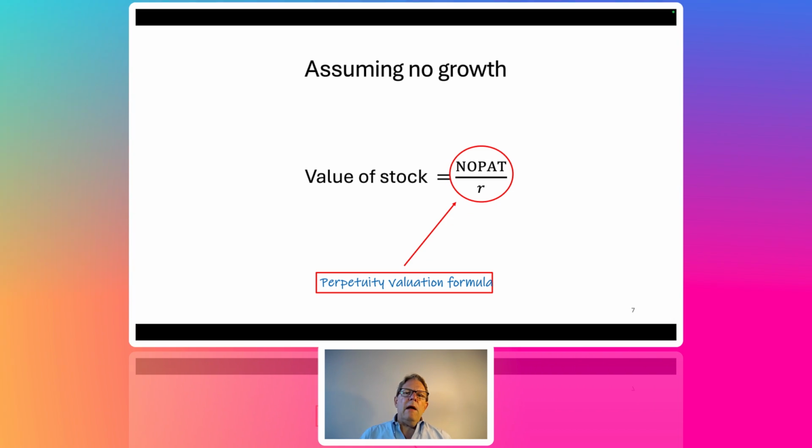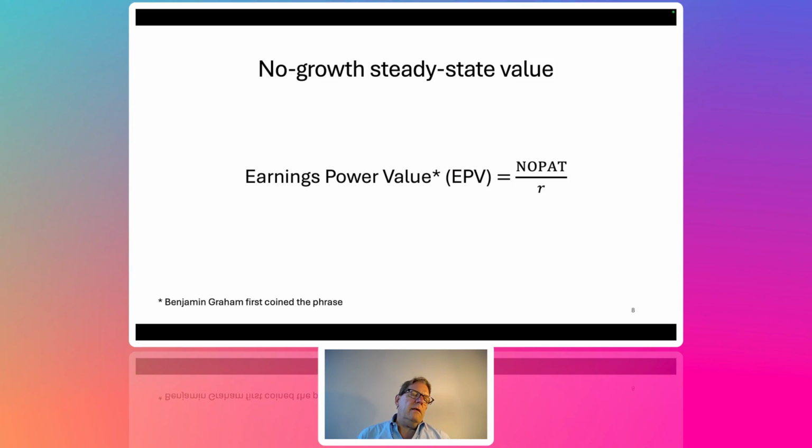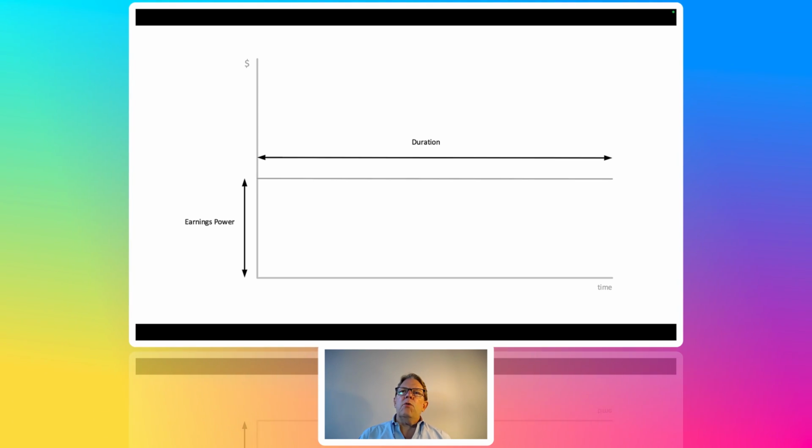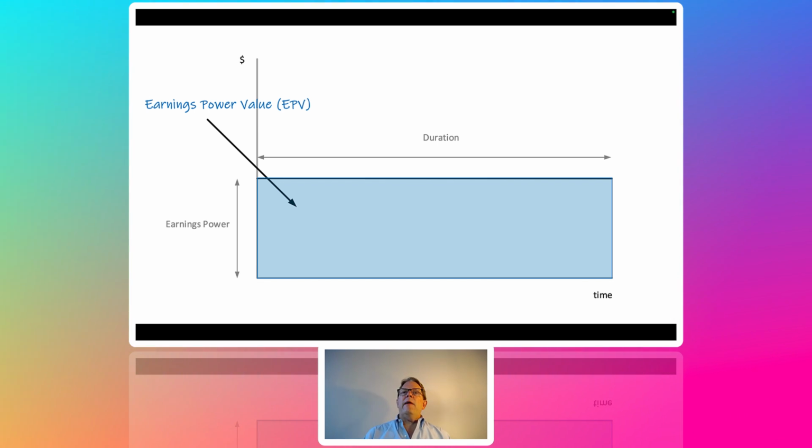Pretty cool. All right, so our no growth, steady state, earnings power value is just NOPAT capitalized, that NOPAT you're comfortable with, which is pretty cool. All right, and then we define that as your earnings power value, EPV. Some quick graphics. There's your NOPAT. There's your earnings power. Flip that outside the chart. Duration is sort of forever, although you could think here 10 years. And so that's your earnings power value. Visualize it. It's your earnings power times the duration, which is effectively that equation.